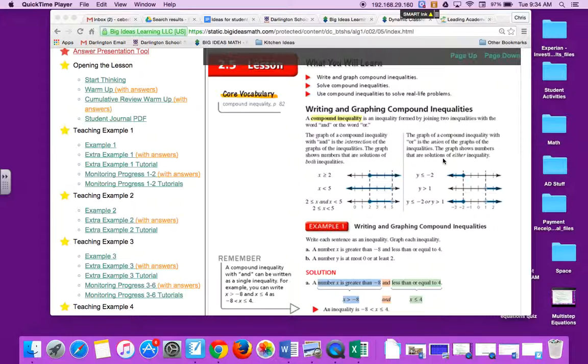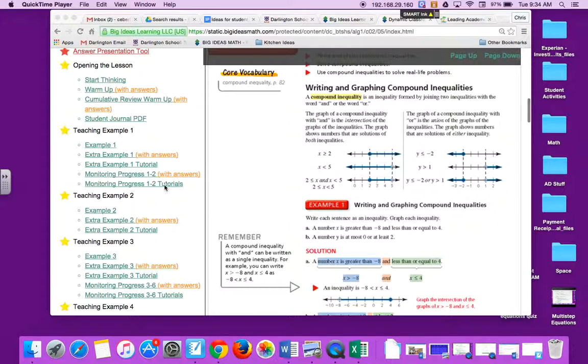Over here on the right, we're going to have an or statement. So it's either this or something else. You look at y is less than or equal to -2. You have that normal graph, closed circle, left. y is greater than 1 this way. So you notice that an or statement is going to be going two separate directions. So and is going to be a combination, or is going to be either side.